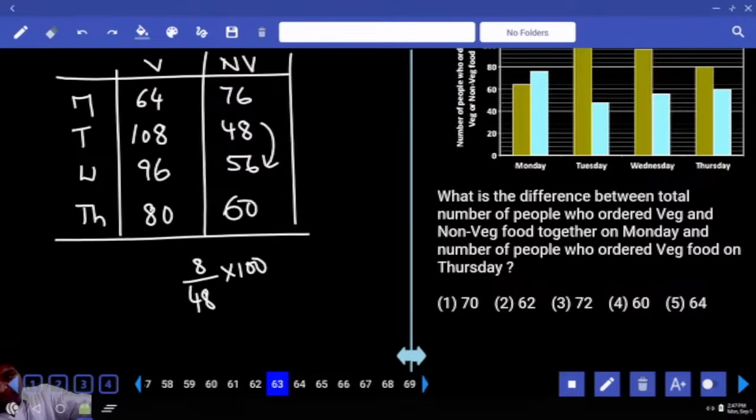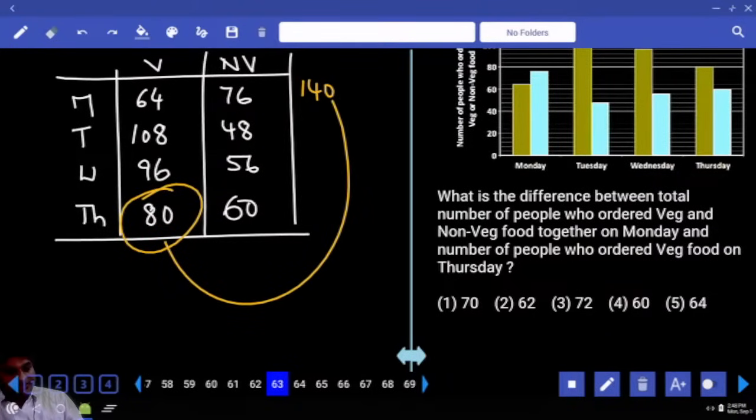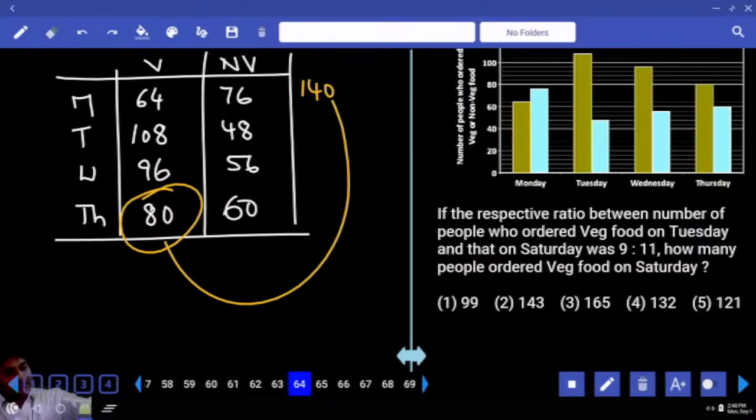What is the difference between total number of people who ordered veg or non-veg food together on Monday? Monday, 6 added to this number, both are 70. Correct? Sum is 140. Difference between this number and people who ordered veg food on Thursday. Difference between both? Fourth option.